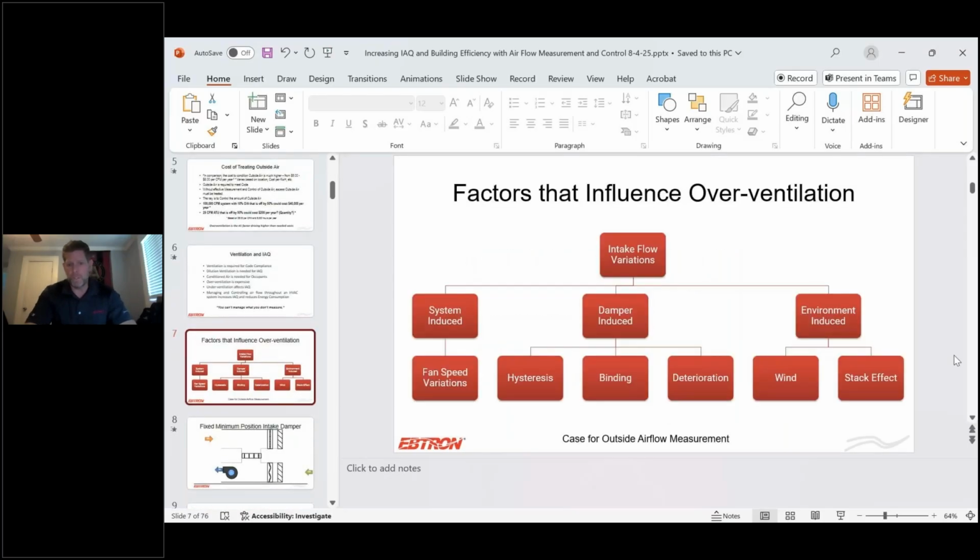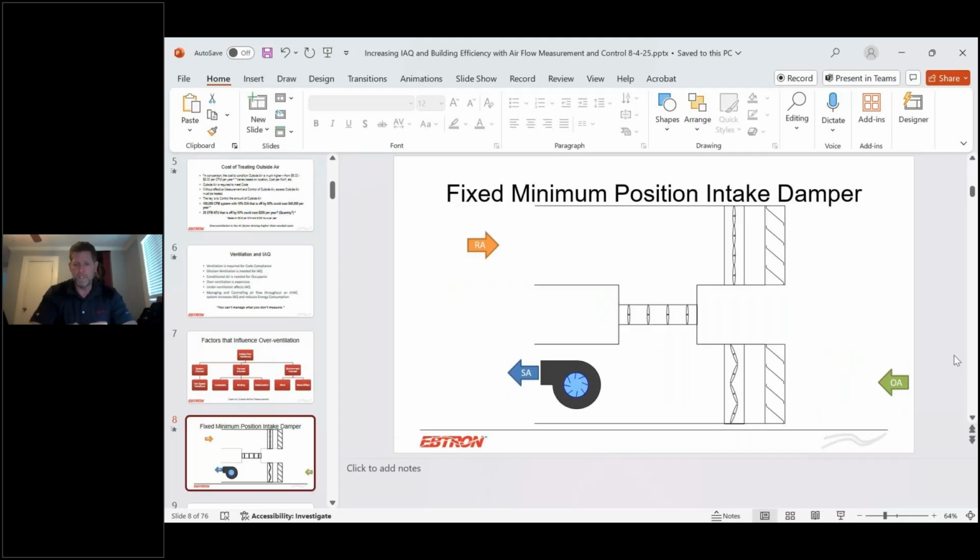So there's a lot of factors that influence overventilation. I'm not going to go into every one of these blocks that are on here. We'll provide a copy of the presentation in a PDF format afterwards. But there are a lot of factors that influence overventilation, and I'm going to cover those really quick. One of those has to do with say you have a fixed minimum position intake damper, you're not using any kind of airflow measurement. A test and balance guy came in and said, okay, at this damper position, we're bringing in a certain amount of outside air.